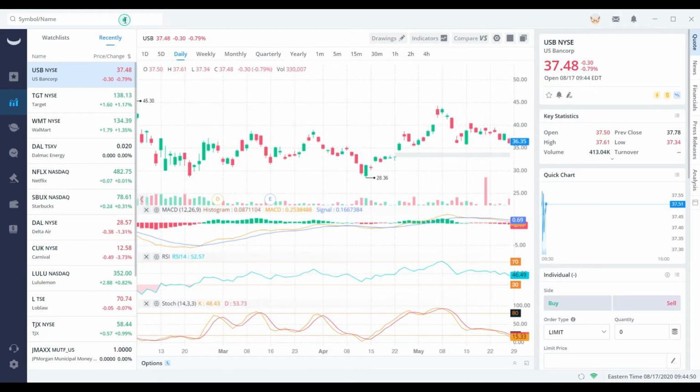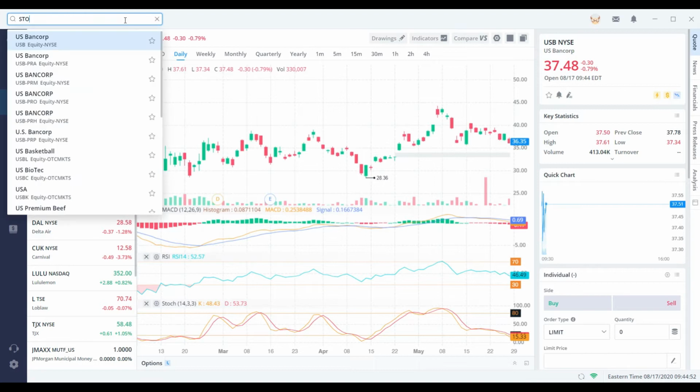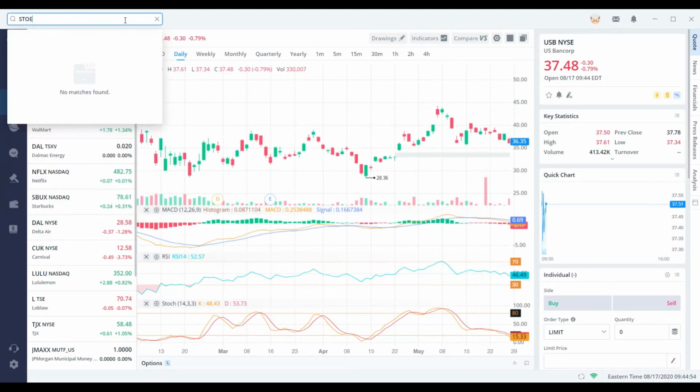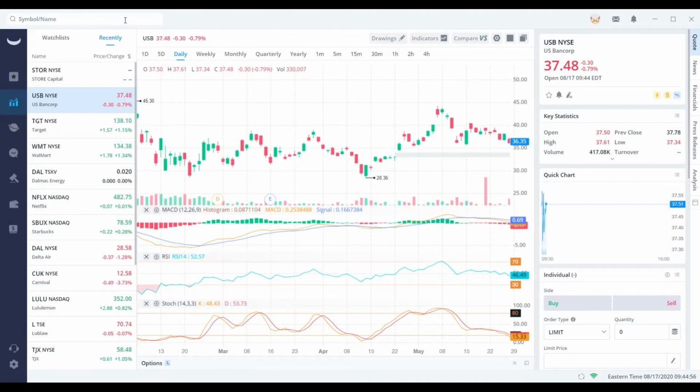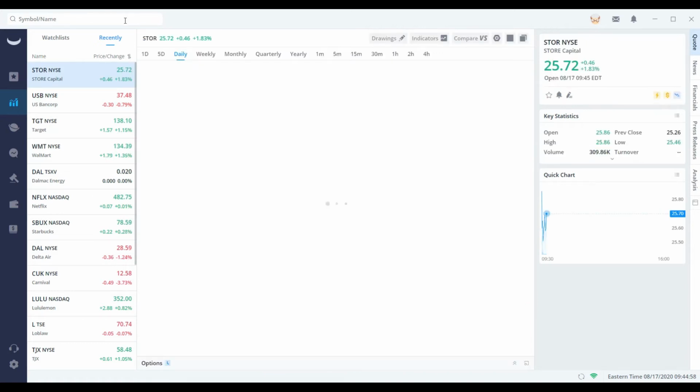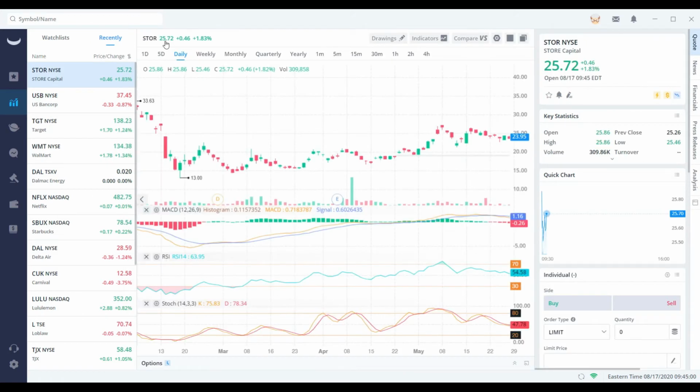So I'm going to pull up another one. We're going to look at Store, another one of my investments. So we are going to bring Store up here. You can see these indicators. This top one is the MACD. We want the yellow line to be above the blue line, the slow to be above the fast. We want the RSI to be 50, and we want the stochastic, the yellow one, to be 50 as well.